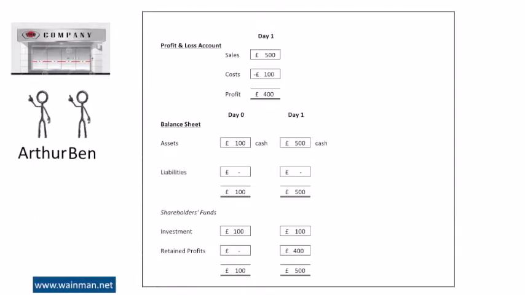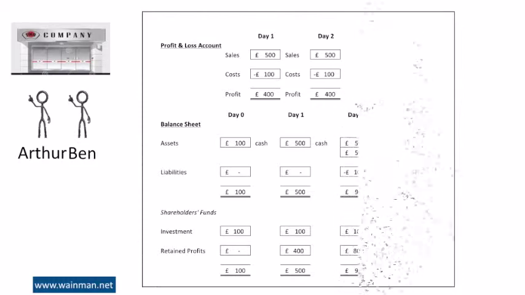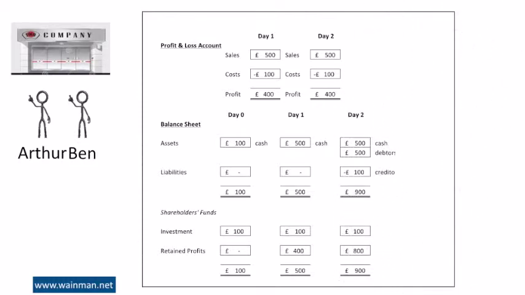In their profit and loss account, they record the sale to Harry for £500 on credit, and the purchase from George of £100 again on credit, and the profit on the transaction of £400. And they can then prepare their balance sheet at the end of day two.